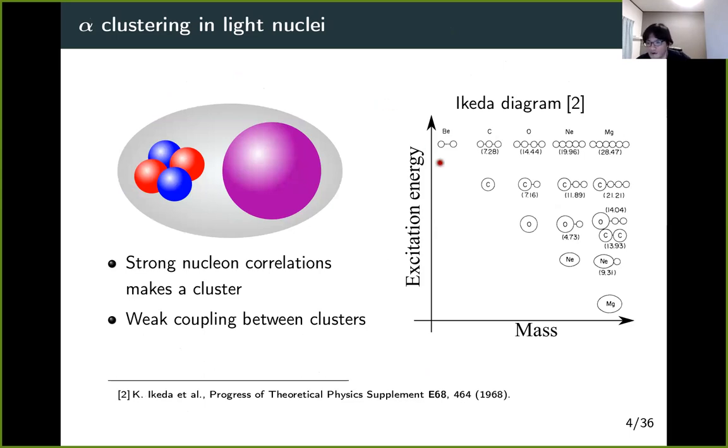Now we call it a mass versus excitation energy diagram. As many of you know, beryllium has a 2 alpha cluster structure, and also carbon, oxygen, neon, and magnesium. Let's take neon, for example. These numbers show their excitation energies. If neon is excited to about 4.7 MeV, above this energy the alpha threshold is open. That means this neon-20 system can be separated into the oxygen and alpha system.